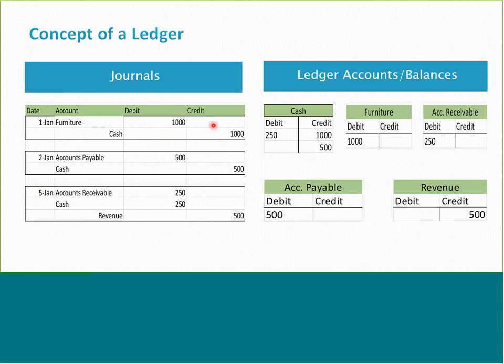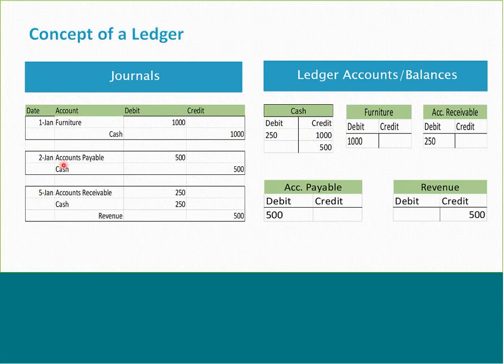When this journal is posted, how does it affect the ledger balances? When we look at this end, we will see that there is a credit entry for cash, that's 1,000, and we'll also see that there's a debit entry for 1,000 for the furniture account.